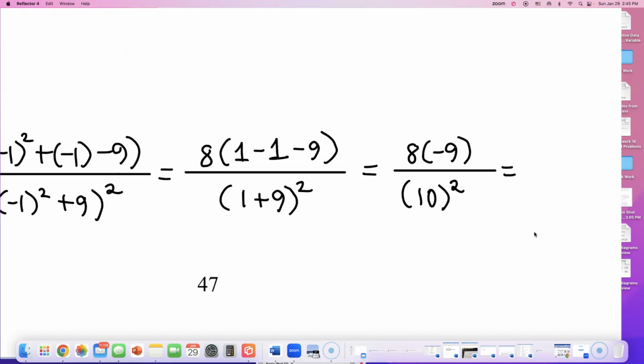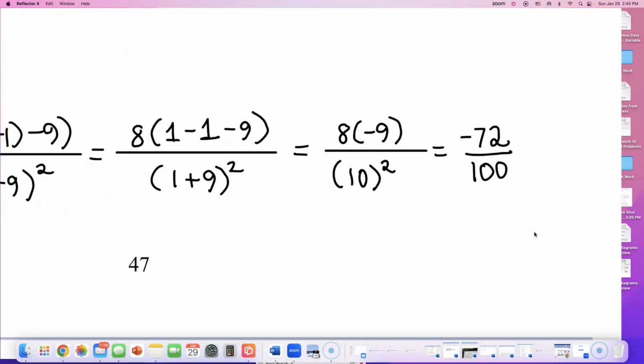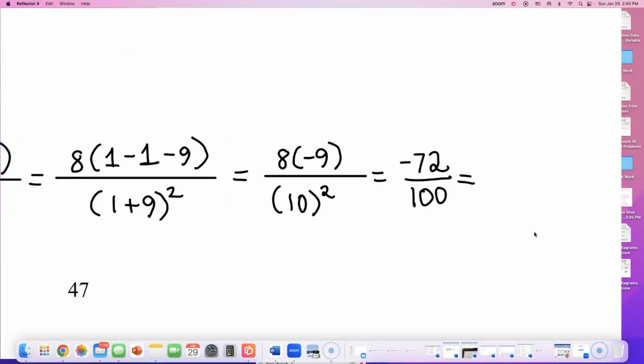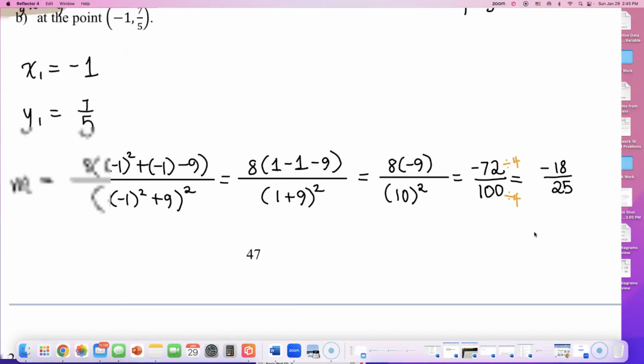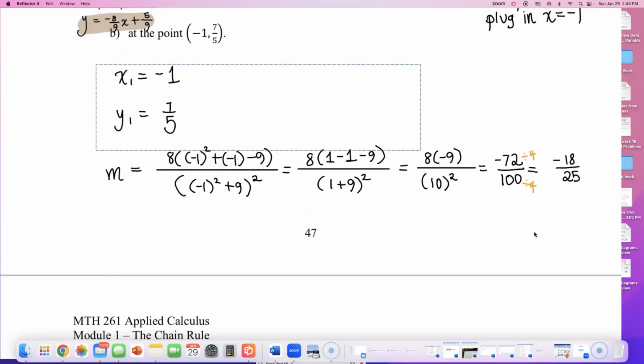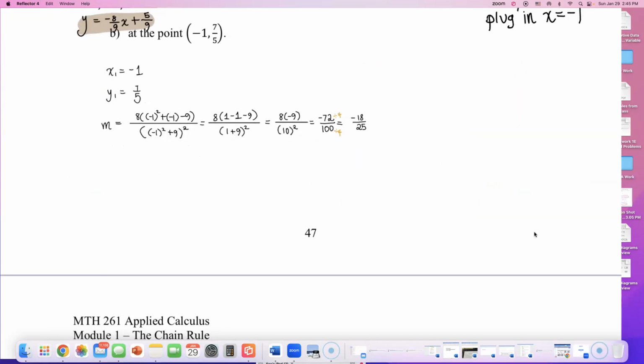So the slope of the line will be -72/100. All right, I may simplify this by dividing both of them by maybe 4. I think 4 may work. If I do that, I will get, hold on, -72 divided by 4. How many times does it go in? 18. So I'll get -18/25. And I would say that is the slope of this tangent line. Okay? So we have x, we have y, we have m. So let's do the point slope form.